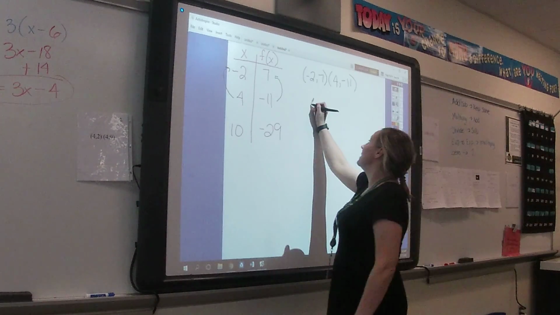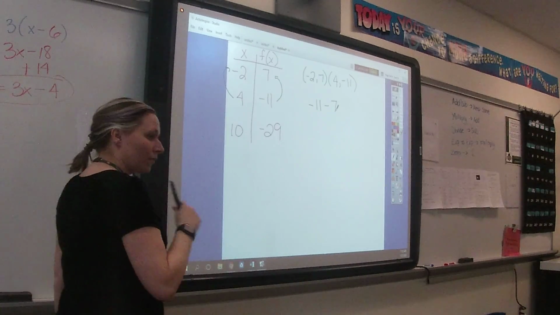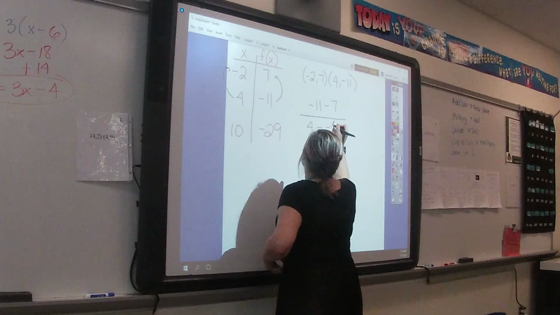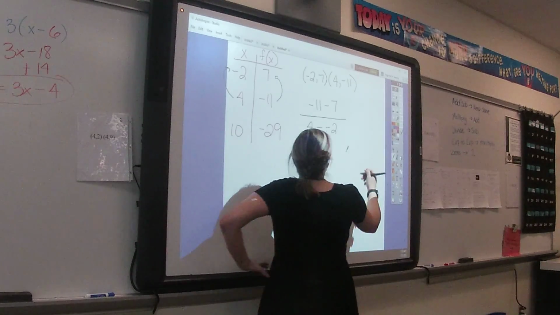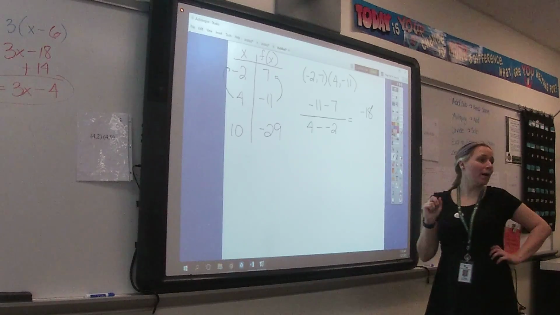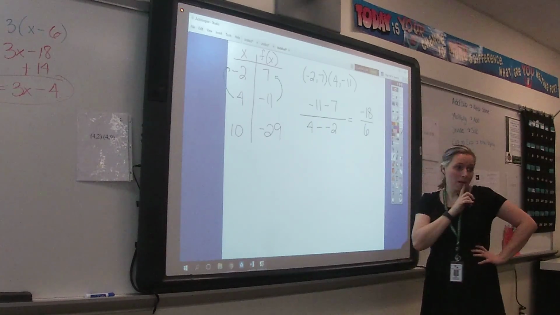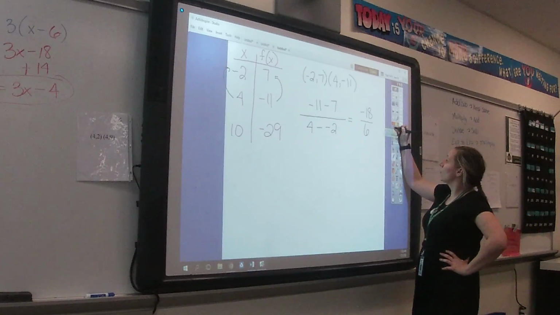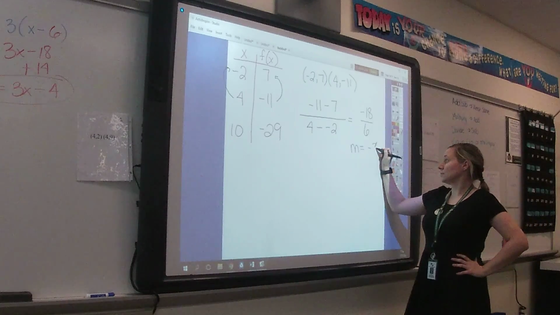So we will say negative 11 minus 7 over 4 minus negative 2. What is negative 11 minus 7? Negative 18. And what is 4 minus negative 2? 6. So what's our slope equal? m equals negative 3.